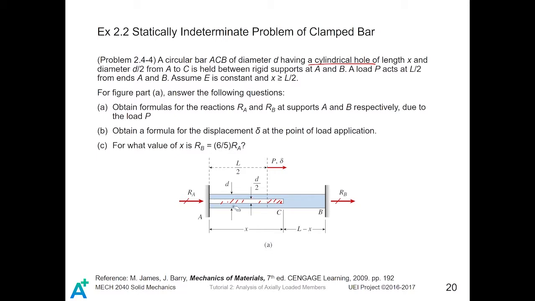Assume E is constant and x is greater than L/2, so the hole must be longer than 1/2 of the bar. Obtain the formulas for the reactions RA and RB at the two supports due to the load P. Besides, obtain a formula for the displacement delta at the point of load application. You also have to find for what value of x RB equals 1.2 of RA.